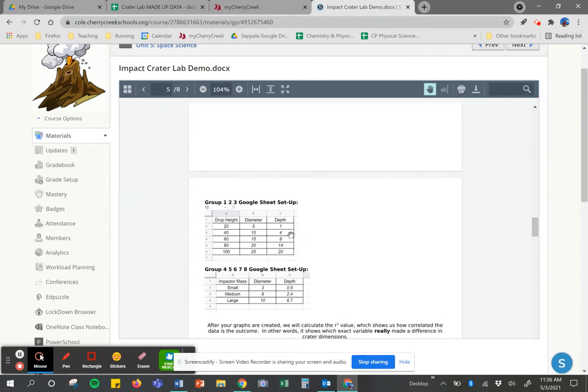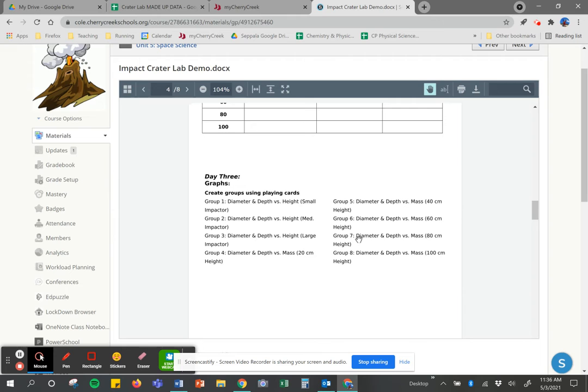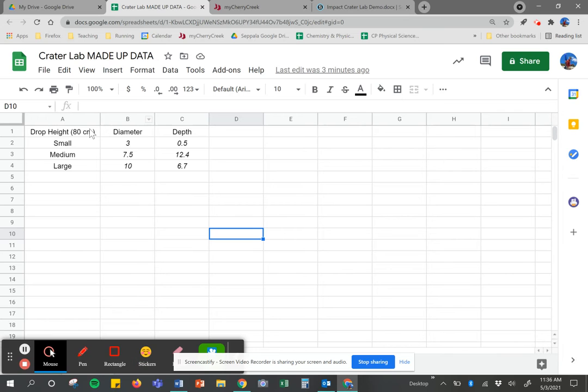So let me show you how we made these graphs depending on the card you were given. Let's say you were given card 7. That means you had to graph diameter and depth versus mass from a height of 80 centimeters. And that graph is going to look like this. Drop height at 80 centimeters.